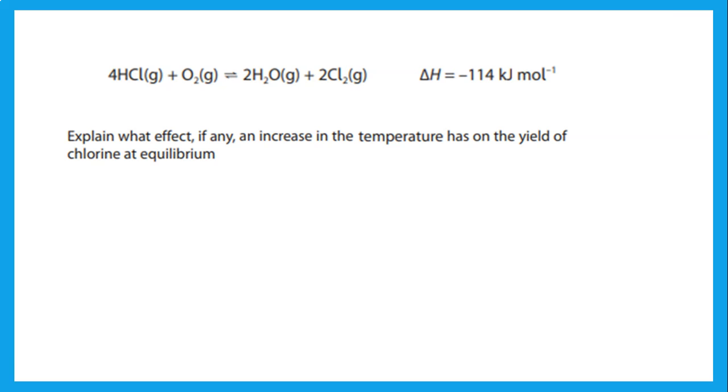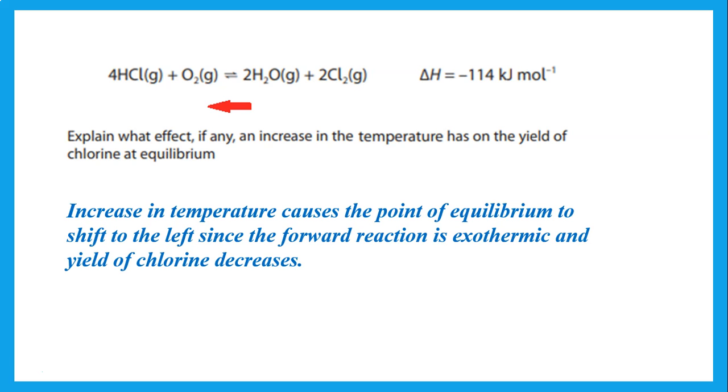Again, let's take a look at this. This one says the delta H is minus 114. That means the forward reaction is exothermic. Now, what is the effect of increase in temperature on the yield of chlorine? So if I increase temperature, will it go forward or backward? We said increasing temperature goes to the side that is endo. If the forward is exo, that means the backward is endo, and that means increasing the temperature causes the point of equilibrium to shift to the left, or to go back, since the forward reaction is exothermic.